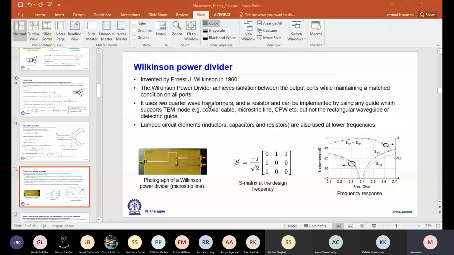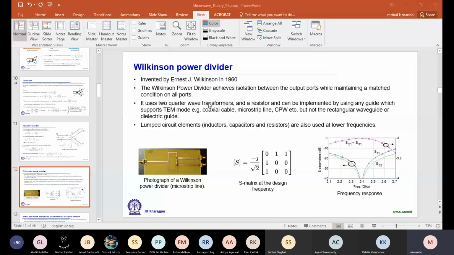Now, this resistor, when we are going to utilize it in the circuit, that means we are going to use the concept of voltage and current. So again, we discussed this point. Whenever we use some SMT components, it can be passive, it can be active, we use the concept of voltage and current. Now, voltage and current, you can define only for TEM mode. So by default, you can design a Wilkinson power divider only for those guiding structures which support the TEM mode of propagation. So what are the examples of TEM mode propagation?